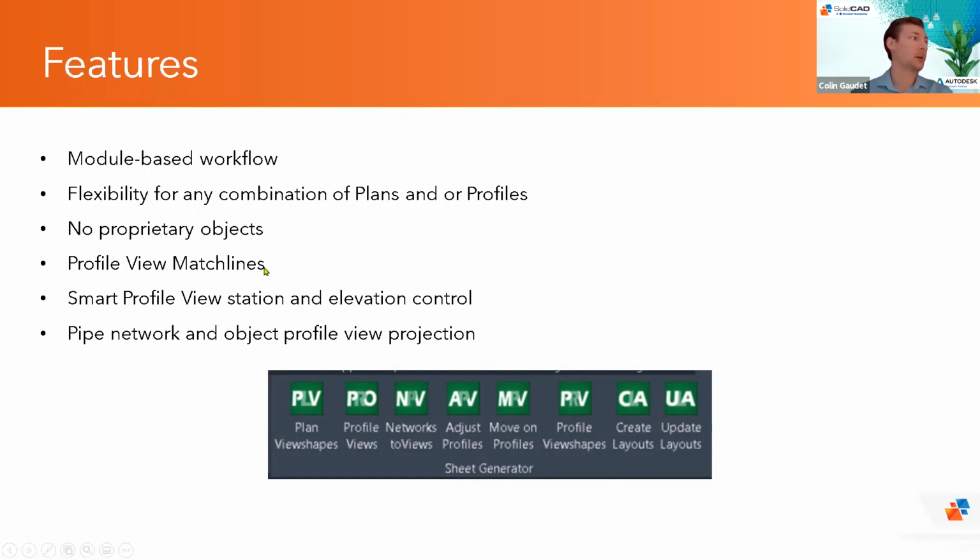tools. A key thing to note is there's no proprietary objects. All of this stuff is just blocks and lines and polygons, and all of that stuff is used with a little bit of smart interaction to create some regular viewports. So we're just really automating and simplifying the process for you. We've got some really nice ways to deal with the profile view stations and elevations, as well as pipe networks and other objects that you might be projecting, multi-leaders and things like that.